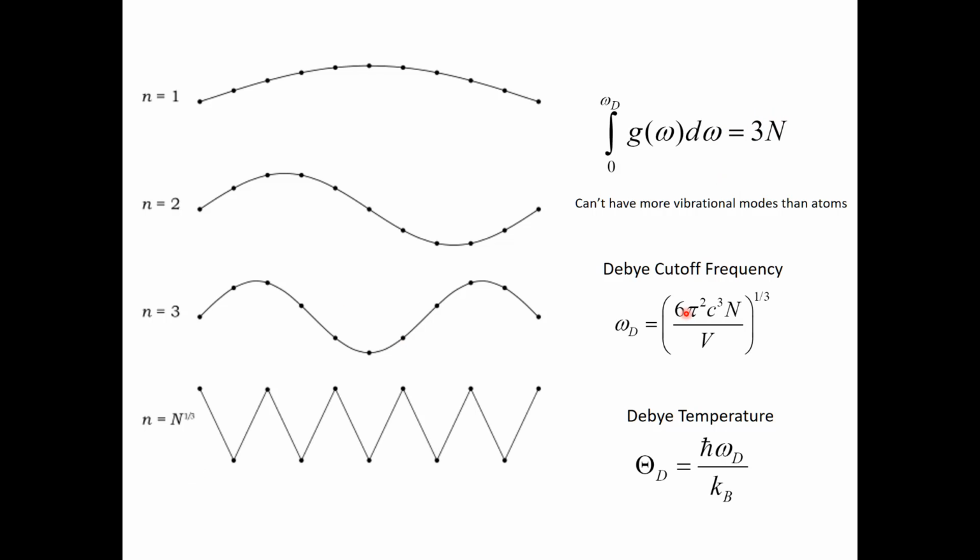Okay? I'm not going to derive the Debye cutoff frequency, but if you took that g of omega that I just wrote down in the previous slide and integrated it from 0 to omega D and solved for it equal to 3N, you would get a value for the Debye frequency, right here. This is proportional to what we call the Debye temperature. This is kind of like the Einstein temperature, but this is the Debye temperature: h bar omega D, that's this term right here, divided by kB.